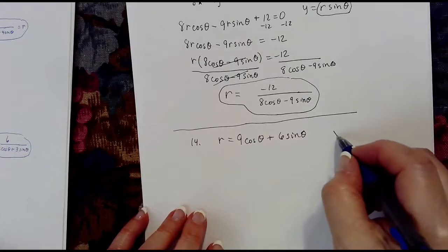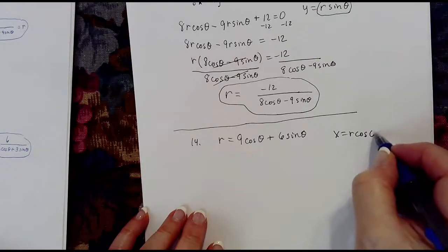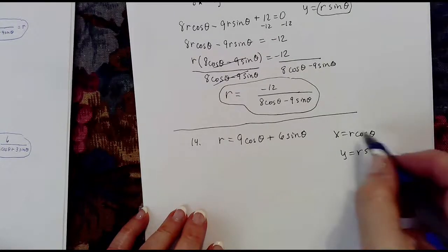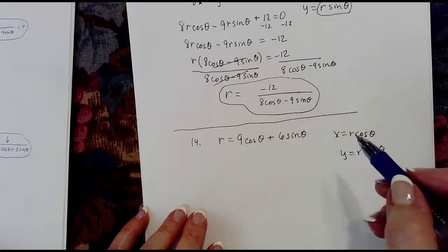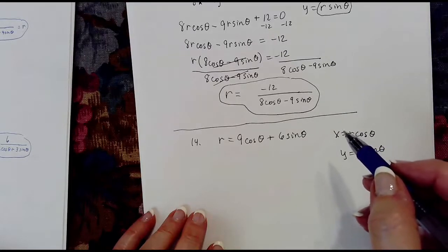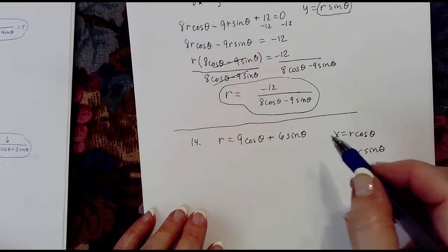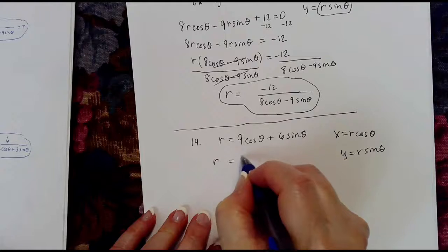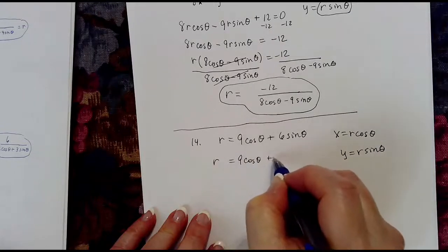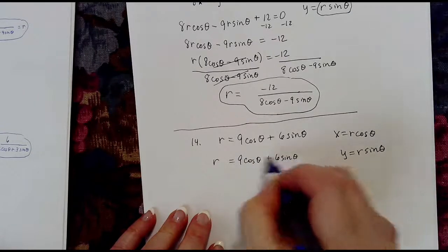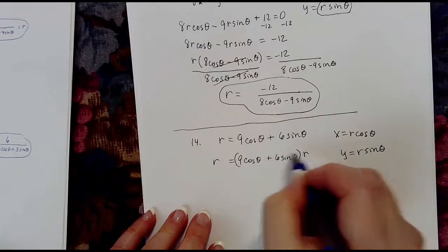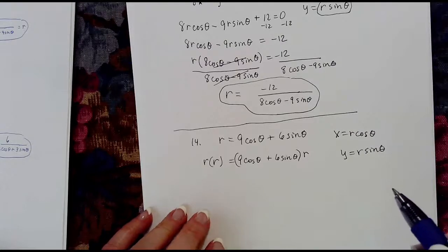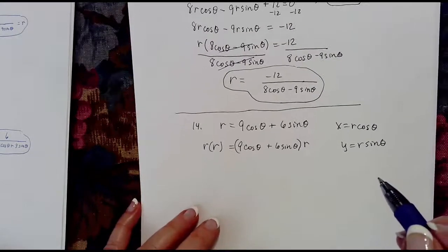Now, we said before x equals r cosine theta and y equals r sine theta, okay? But in this case, we don't have an r, okay? So we're going to have to make ourselves have an r. So as long as I do the same thing to both sides of an equation, it's still going to be equivalent. So I'm going to take my equation, which was this equation, and I'm going to multiply both sides by r.